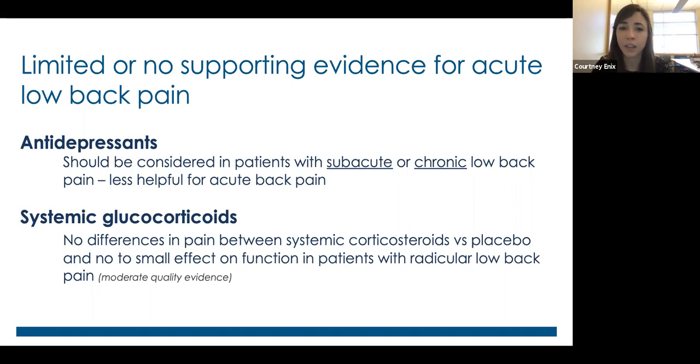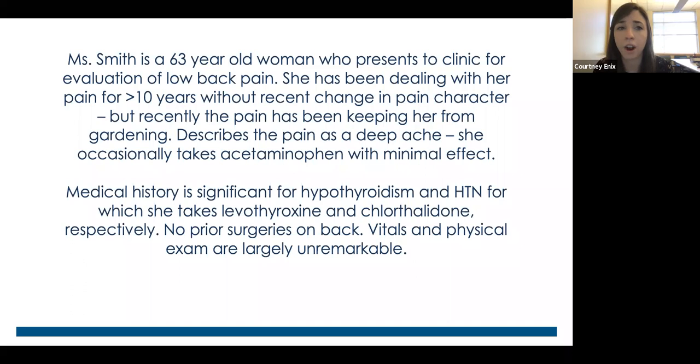And then just to talk a little bit about chronic low back pain, I'll share this case. Ms. Smith is a 63-year-old woman who comes to clinic for evaluation of low back pain. She's been dealing with her pain for over 10 years. That hasn't changed recently, but her pain is keeping her from gardening. She describes the pain as a deep ache. She occasionally takes acetaminophen with minimal benefit. Her medical history is significant for hypothyroidism and hypertension, for which she takes levothyroxine and chlorthalidone, respectively. She's had no surgeries on her back. Her vitals and physical exam are largely unremarkable.